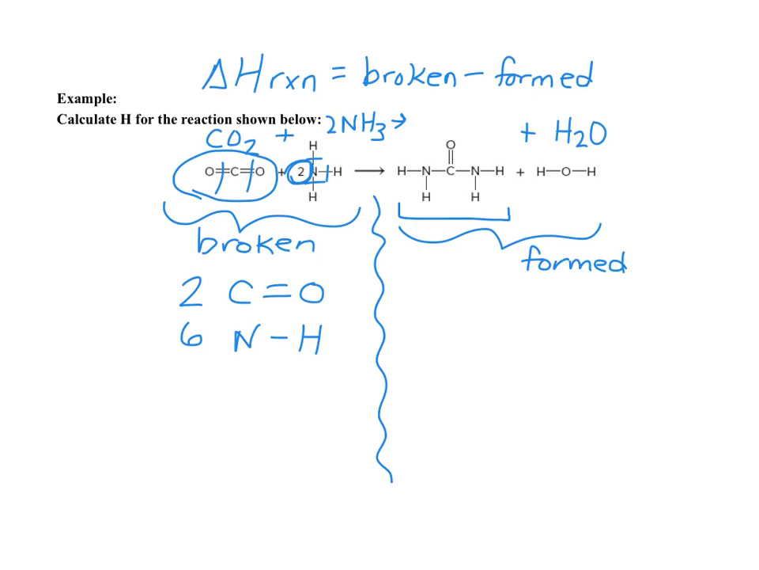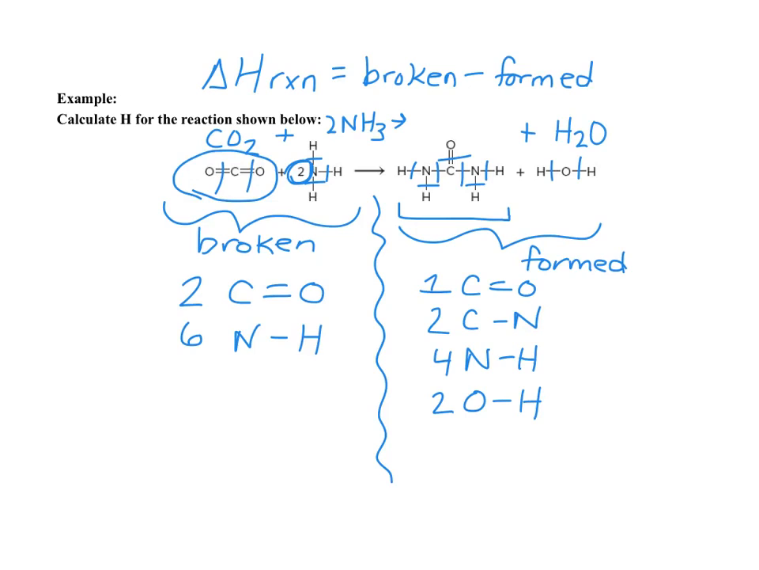Over here on the right side, I have 1 carbon oxygen double bond. I have 2 carbon nitrogen bonds. So when you're doing these problems with the bond energies, you need to start out by listing all of the bonds that need to be broken, all the bonds that need to be formed, and then we can do the math from there. I have 4, 1, 2, 3, 4 NH bonds, and I have 2 OH bonds.